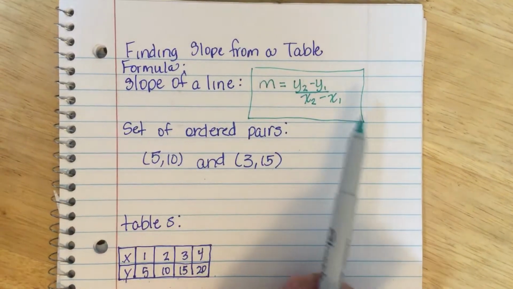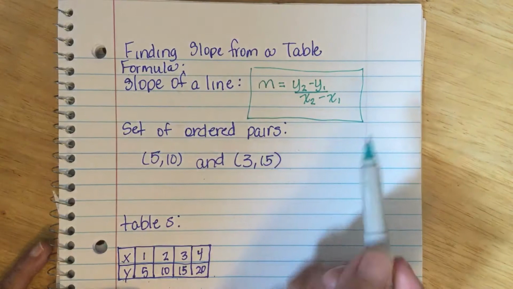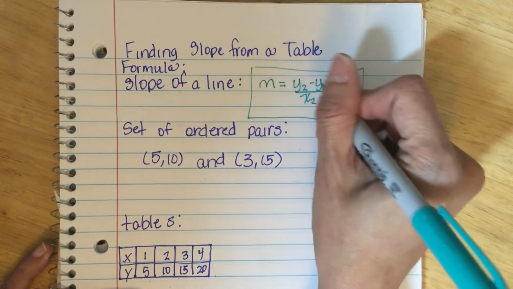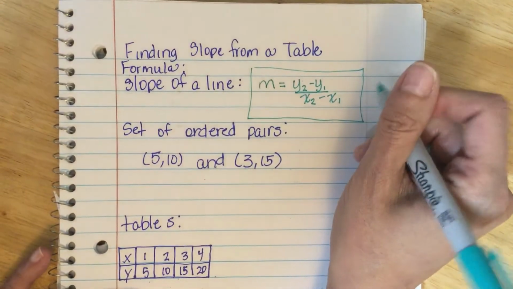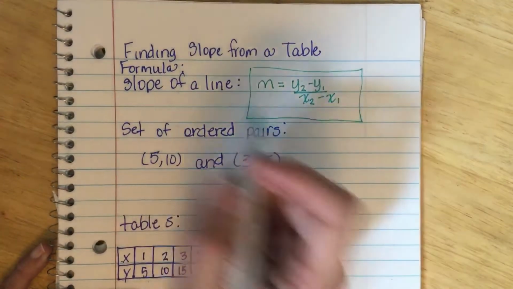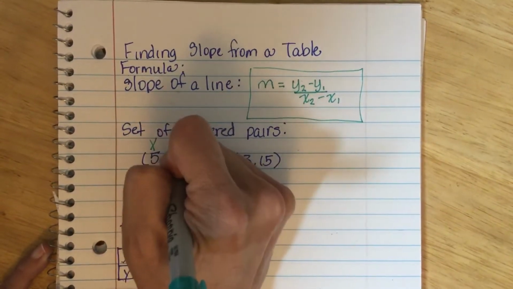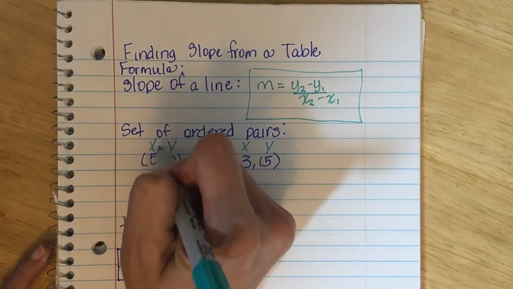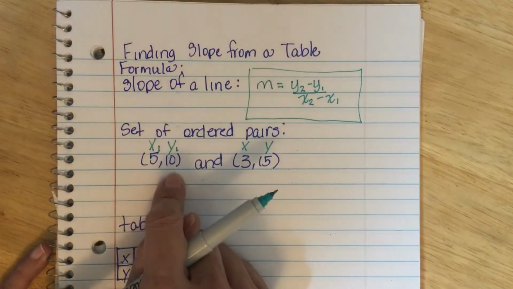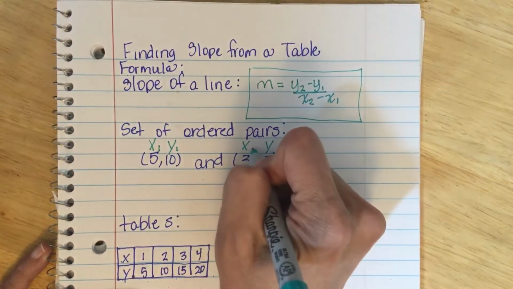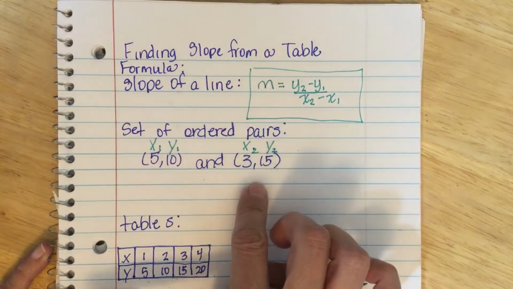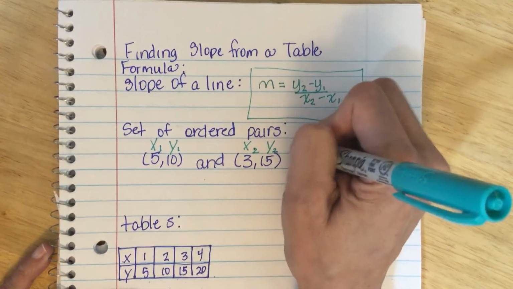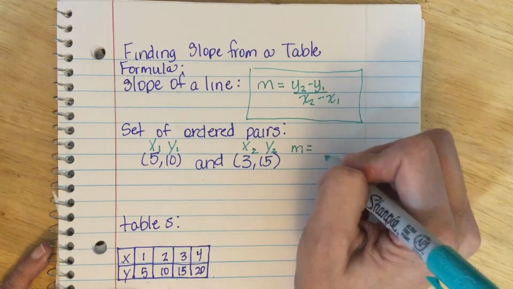When you have a set of ordered pairs, like here, and you want to find the slope, you're going to use this formula, m equals y2 minus y1 over x2 minus x1. First, we'll label our sets of numbers. Remember, you have your x and your y. This will be my x1 and my y1 because it's the first set of numbers. This will be x2 and y2 because it's the second set of numbers.